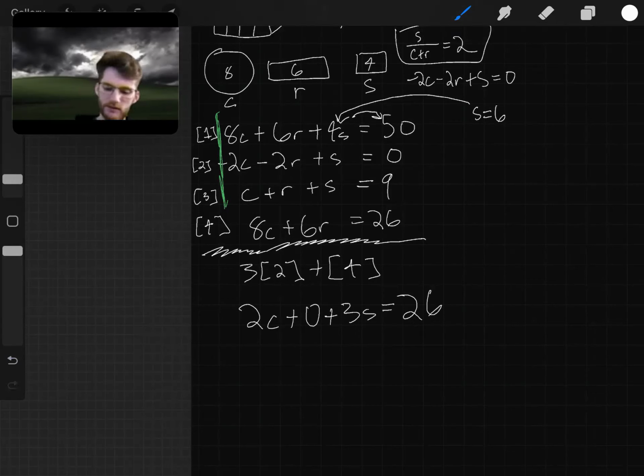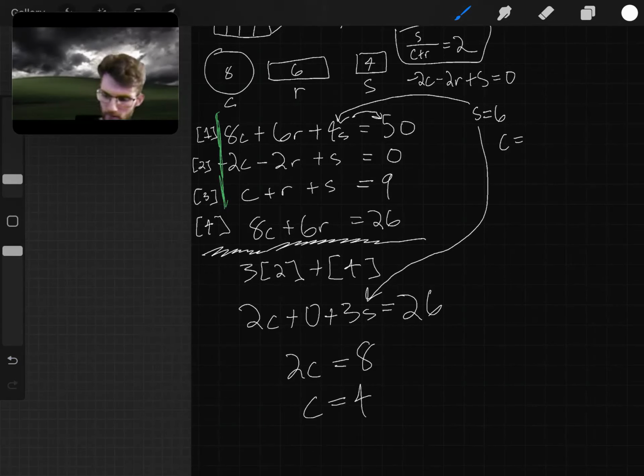Now, since I already know s equals 6, I can just simplify this very nicely. 3 times 6 is 18. 26 minus 18 equals 8. So C now equals 4.